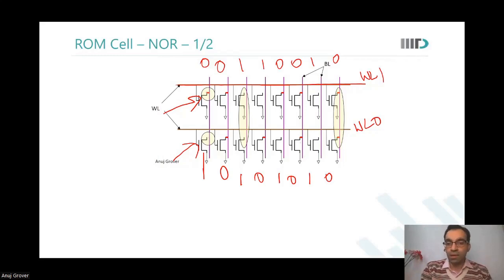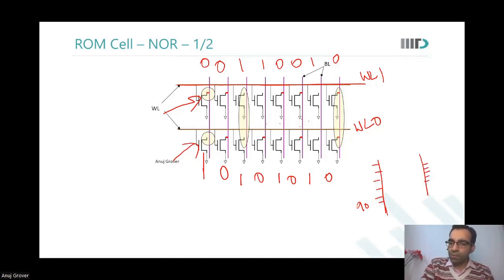Let us consider these two columns. In these two columns, this has a very high load on the bit line. This bit line is not that high. Suppose, in one column, say 90 cells are connected to the bit line, 10 are not. In the other one, let us say 10 cells are connected to the bit line.